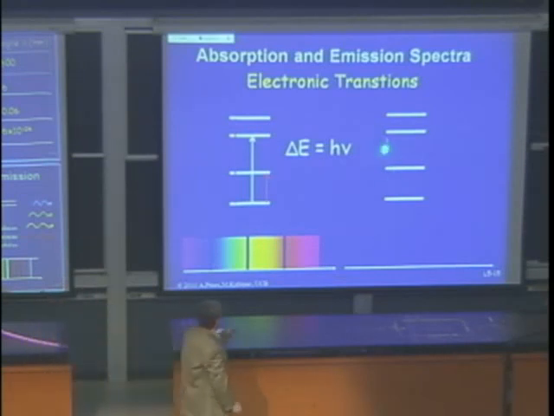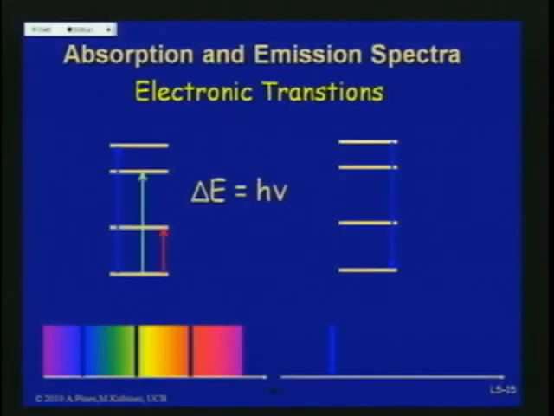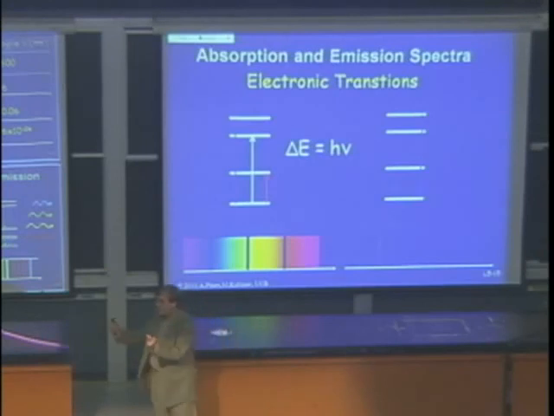So what would be the emission? The highest energy emission would be the blue one. So it goes back from here to the ground state, from here to here. It emits blue light, because that's the energy of the blue light: E equals h times nu, the frequency of that blue light. And you see an emission spectrum emits that blue line here.